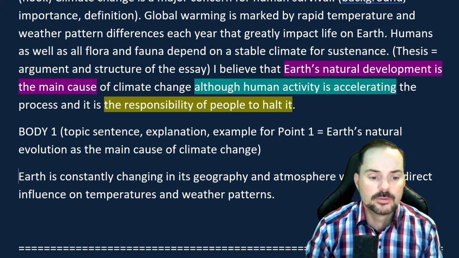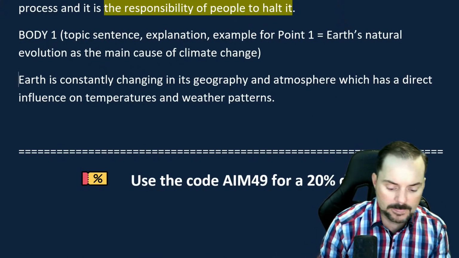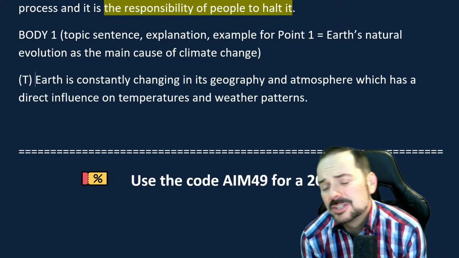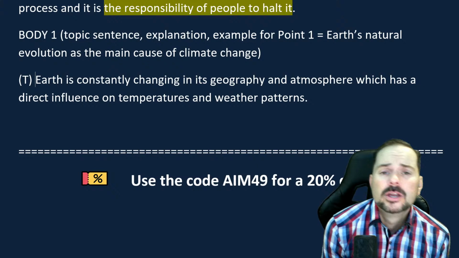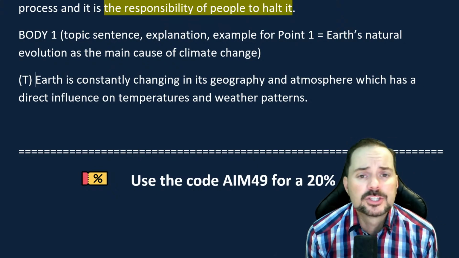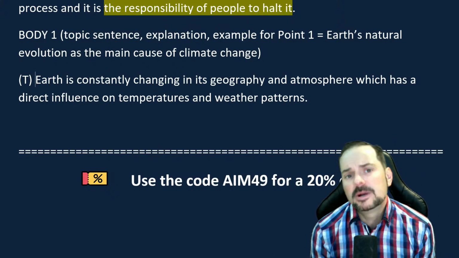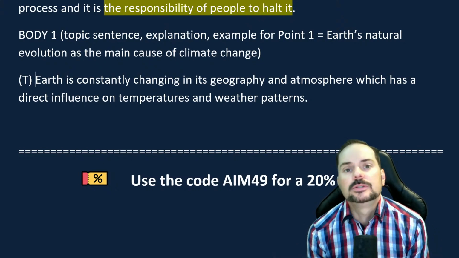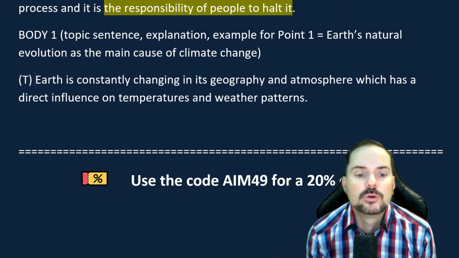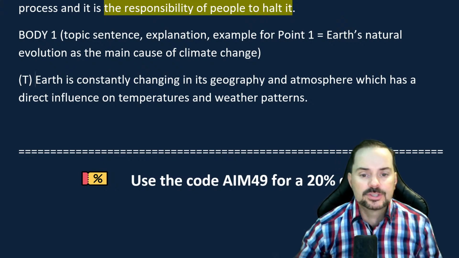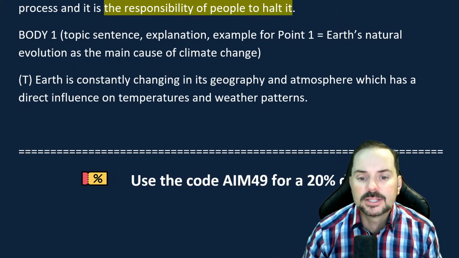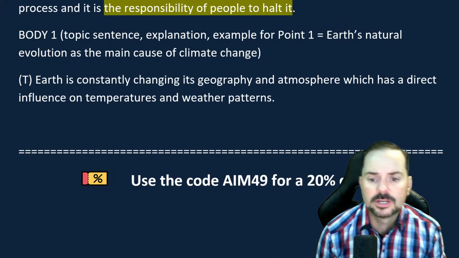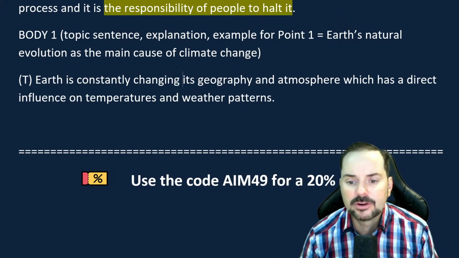I'm just going to write a little T here. So you know that that's my topic sentence, and that's my deeper definition. Again, it's IELTS. I can think more about this and go into deeper discourse, but let's keep in mind it's a 300 to 350 word essay for that band 8, band 9. So I don't need to turn into a full-on scientist here. So Earth is constantly changing its geography and atmosphere, which has a direct influence on temperature and weather patterns.